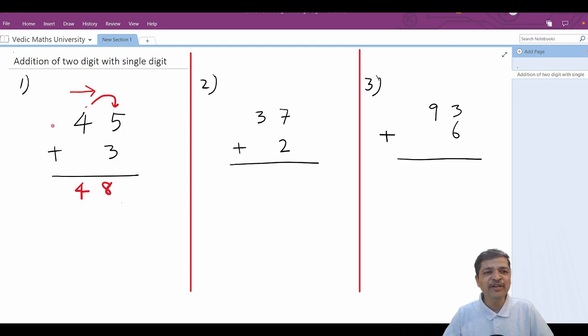If you are getting confused about the carryover or non-carryover numbers, I request you to click on the i-card in your right side top corner. You will get the details of what is a carryover number and a non-carryover number and also what is the end number. So let us see the next problem.